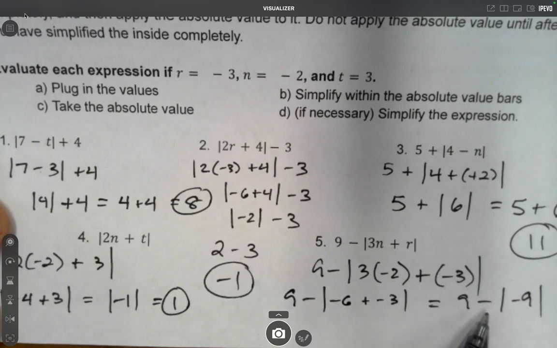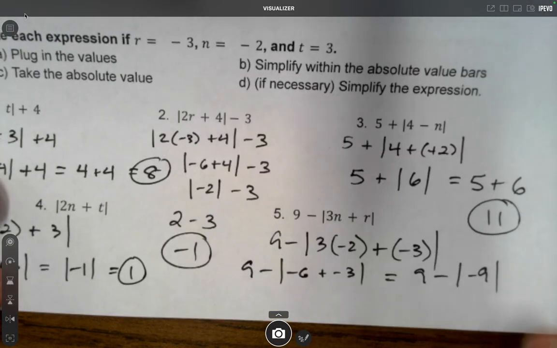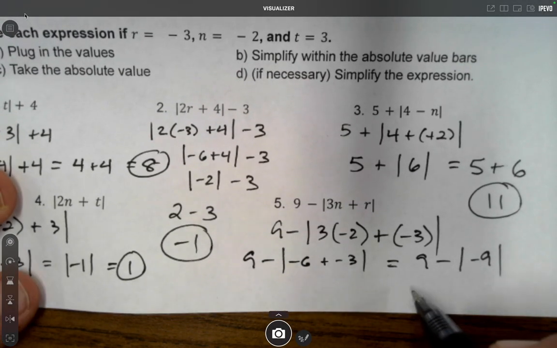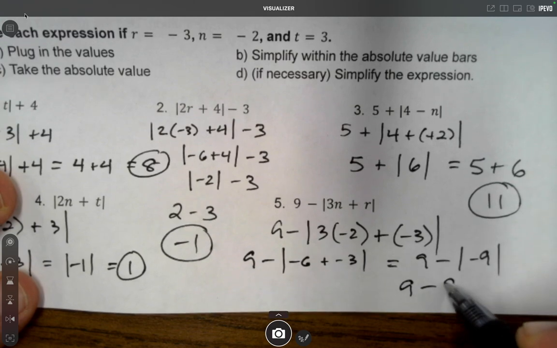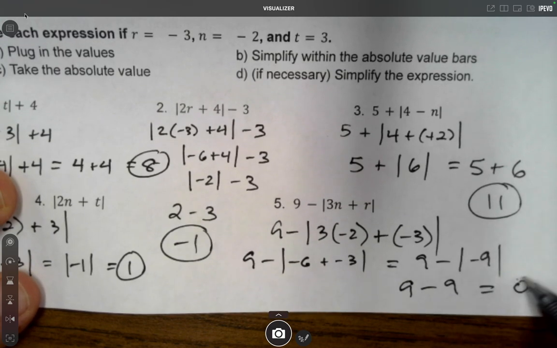Now we cannot do minus a negative means plus a positive here. That will not give us the correct answer because we cannot do anything with stuff outside the absolute value until we've taken the absolute value. So the absolute value of negative 9 is positive 9. So we get 9 minus 9, which is 0.